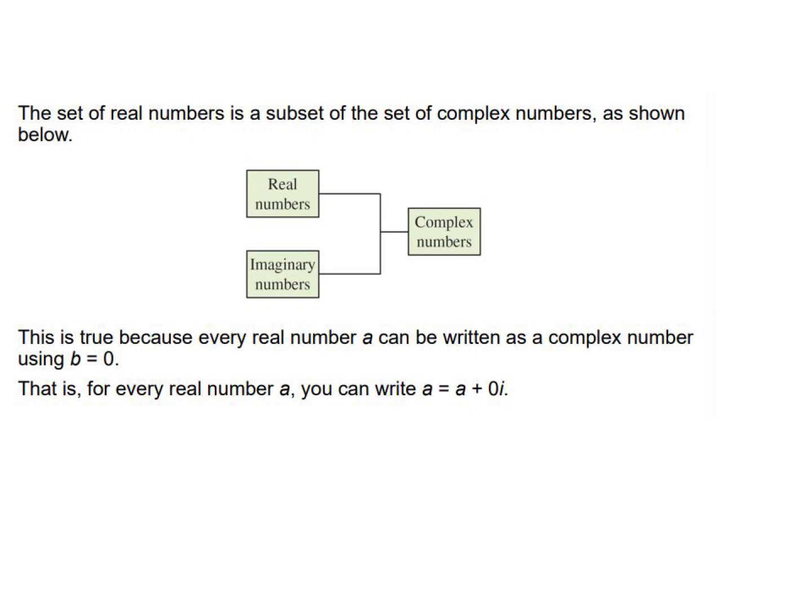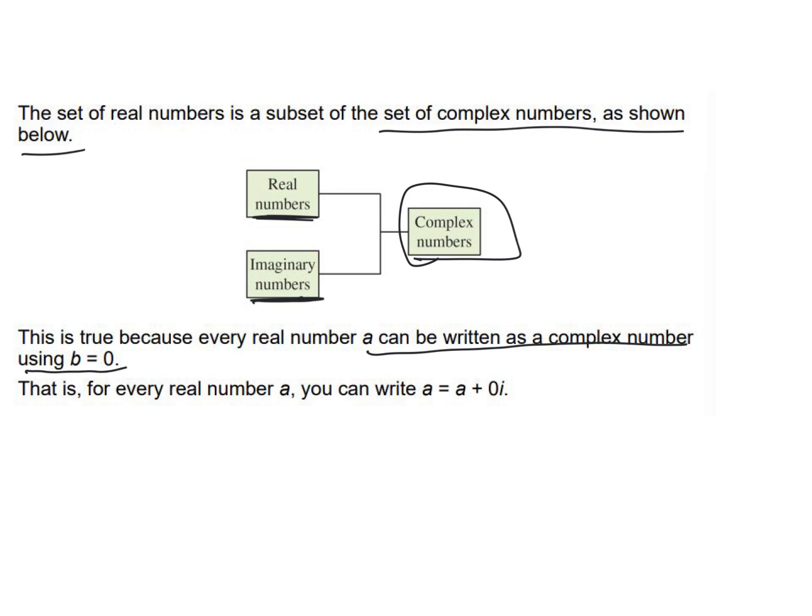Right. The set of real numbers is a subset of the set of complex numbers as shown below. Like we've already talked about, we've got the real numbers and the imaginary numbers. They create what we call complex numbers. This is true because every real number a can be written as a complex number using b equal to 0. That is, for every real number a, you can write a in the form of a plus 0i, which I already alluded to a little earlier on.